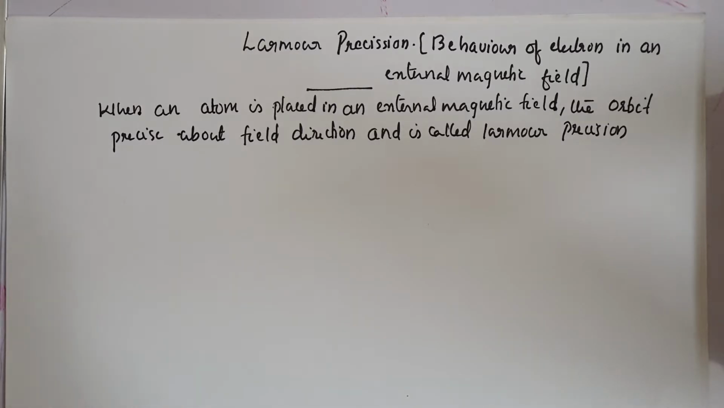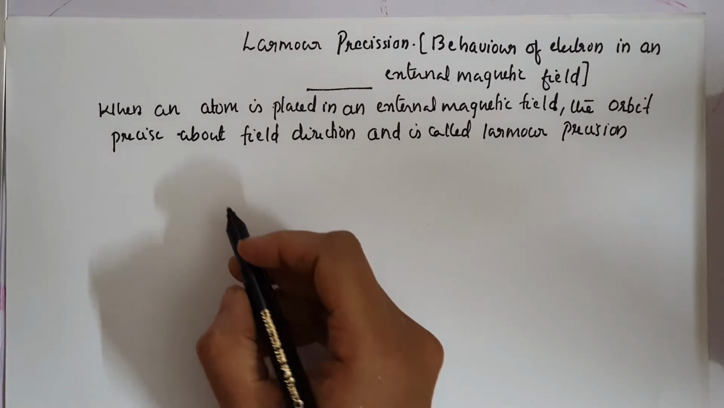And when this orbit is placed in an external magnetic field, then the orbit precesses about the direction of the field, and this is known as Larmor precession, and the frequency with which the orbit precesses about the direction of the magnetic field is called the Larmor frequency. So here we can consider the case of an electron.